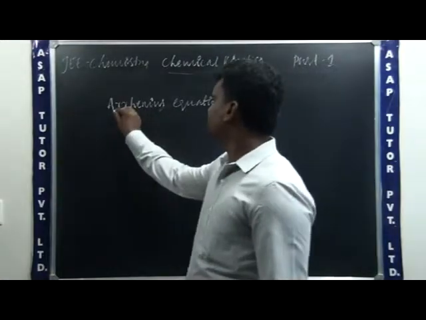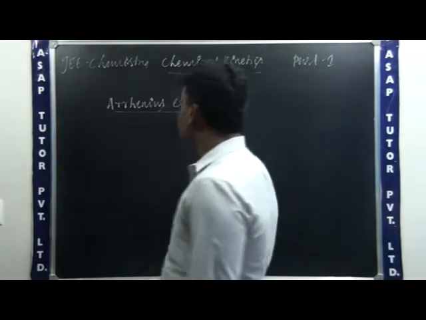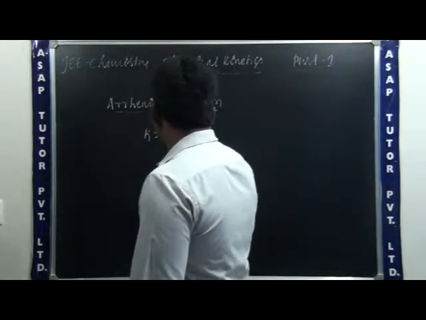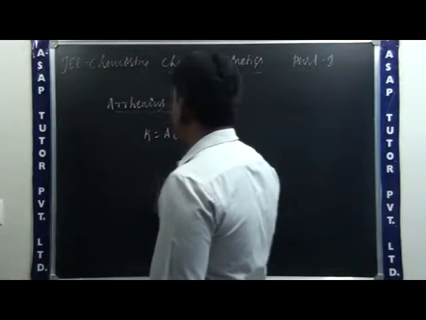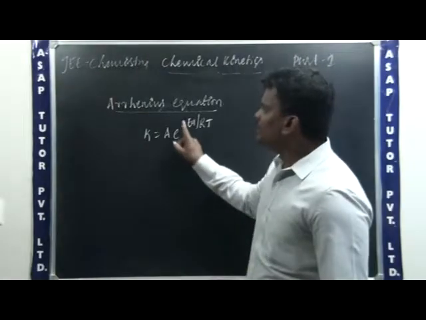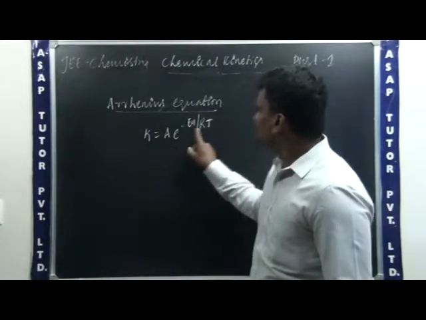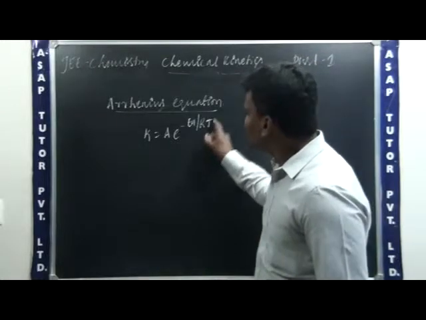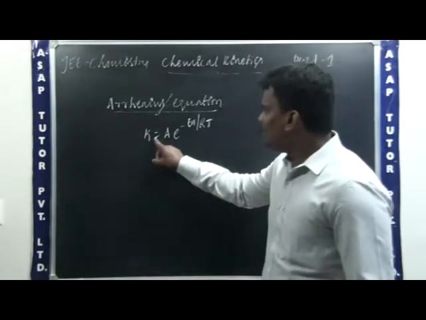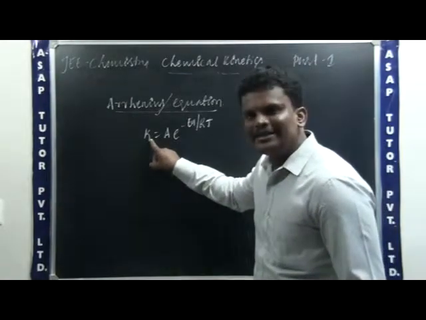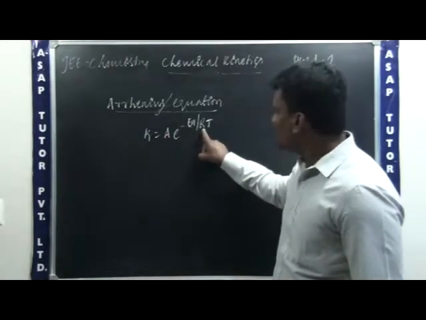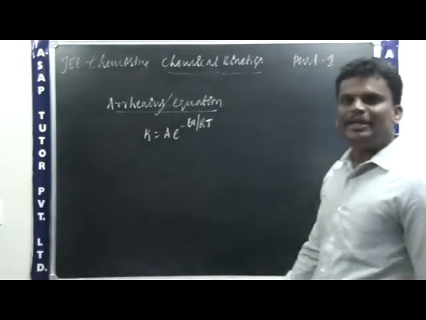Next synopsis is the Arrhenius equation. Arrhenius says that the rate equation is K equal to A into e to the power of minus Ea divided by RT. So this is the Arrhenius equation. As said previously, there is a relation between the rate constant and the temperature. This relation was given by the scientist Arrhenius, therefore we call it the Arrhenius equation. Here K is the rate constant, A is the Arrhenius constant, Ea is the activation energy, R is the gas constant, and T is the temperature.